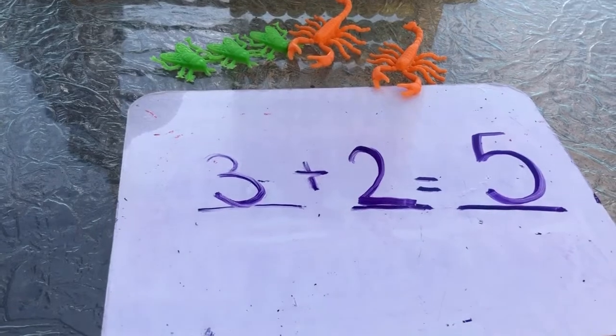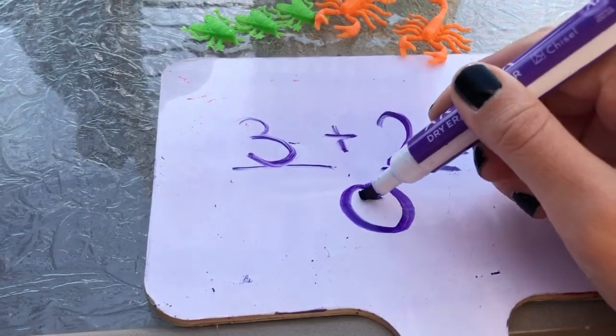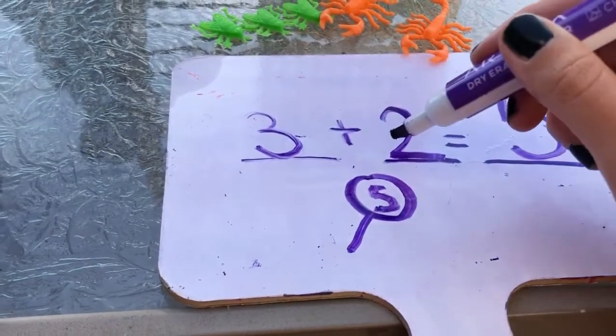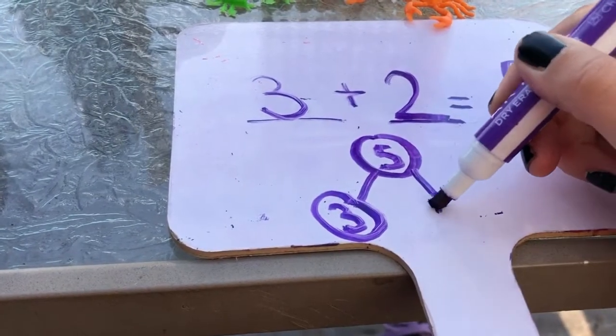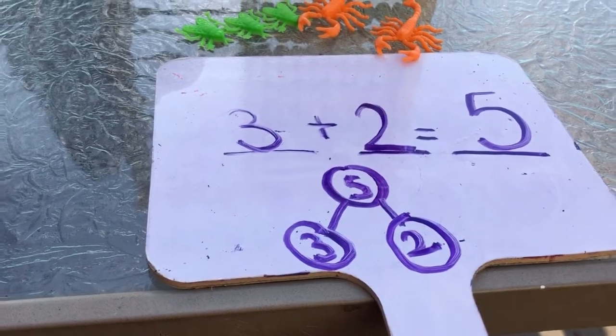Beautiful. If we wanted to write a number bond with this, we would put 5 at the top. And then our parts are a 3 and a 2. Awesome.